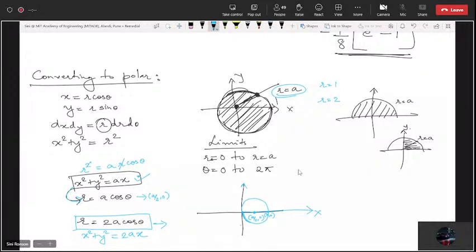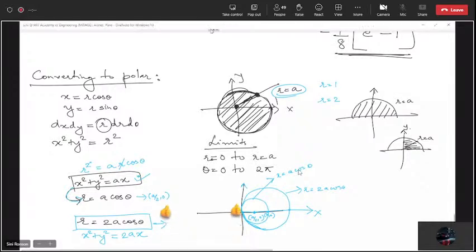A comma 0. Yes. So you will have to draw a bigger circle with center a comma 0 like this. Understood or not? This bigger circle is r equal to 2a cos theta, and this smaller circle is r equal to a cos theta. Is this understood to everyone? Yes or no? बोलो, समझ में आया कि नहीं?